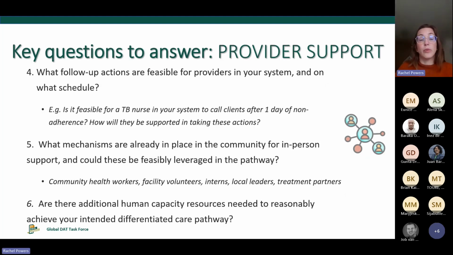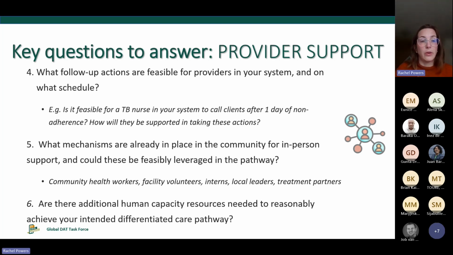Now, answering questions around provider support and how to do those manual actions to support the clients. So think about what follow-up actions are feasible for providers in your system and on what schedule. There are a lot of ideal situations that we can think about, that after 1 day of non-adherence, maybe there would be a home visit or a call, but we have to think critically about how feasible that is for your TB providers, for the nurses, for the volunteers supporting the patients in that context. And are those actions that we can count on in the system, or do we need to make sure that what we're designing is really feasible for the context we're looking at?